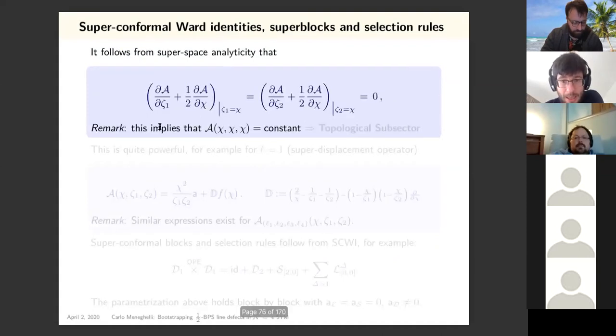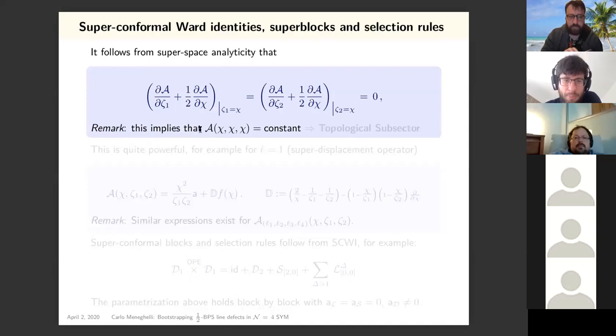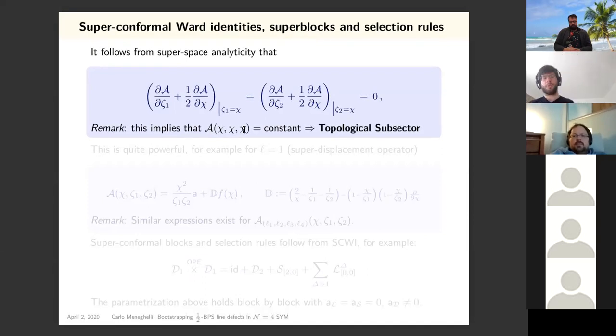Okay, but this equation is very powerful. For example, it implies that if you set the zeta coordinates, the cross ratio for the R symmetry, equal to chi, the correlator is a constant. You see, it doesn't have to be a constant in principle, because it could be a function of chi, but no, it's just a number, a constant. And this is related to the fact that this 1D problem with OSP(4|4) symmetry possesses a topological subsector that I will talk about.